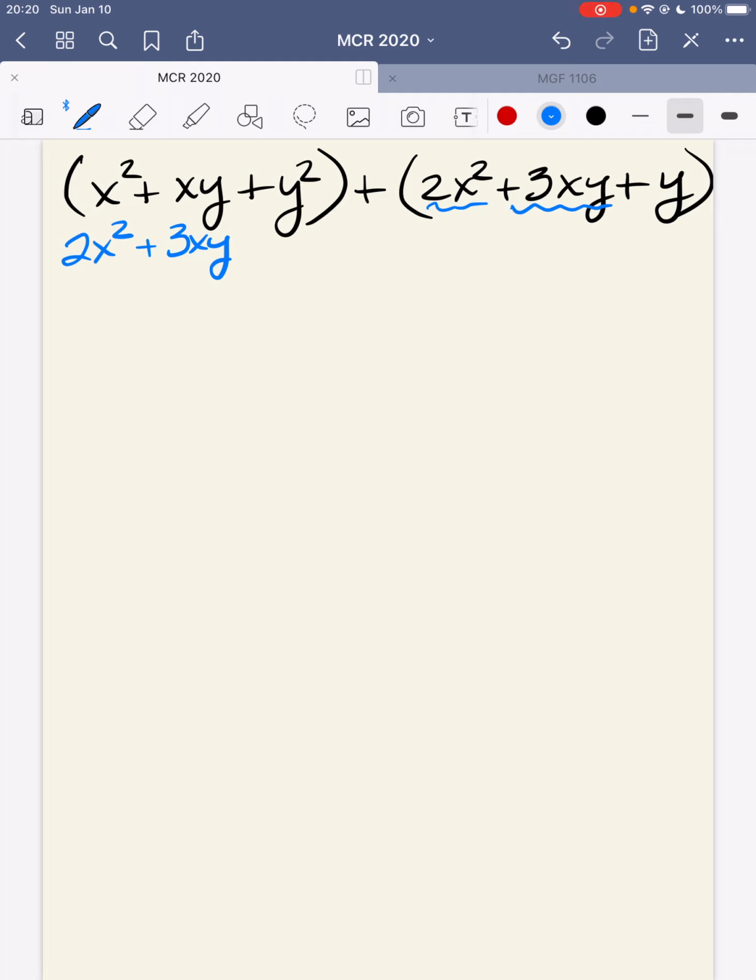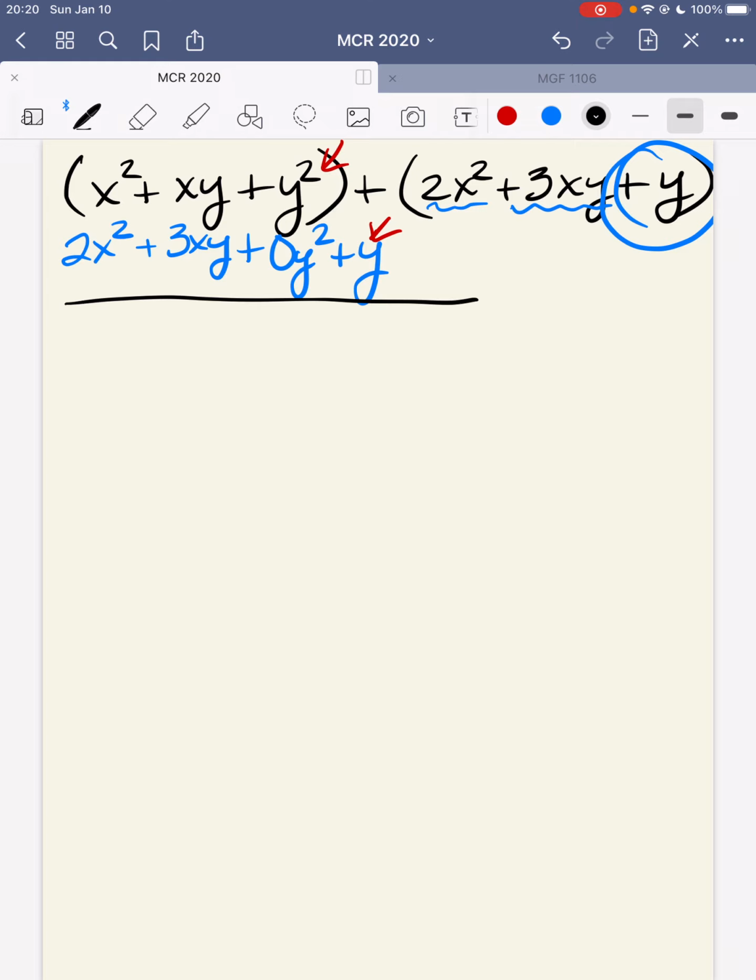And then I have a plus y. This has no match with anything in the first one. So what I like to do, he's going to kind of go out here by himself. And for the y squared, because I don't have a match, I put 0y squared. And I'm simply doing that as a placeholder just so I don't accidentally try to add this term to this term because they're not the same. I'm going to go ahead and add them together.